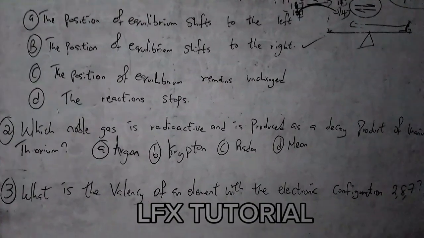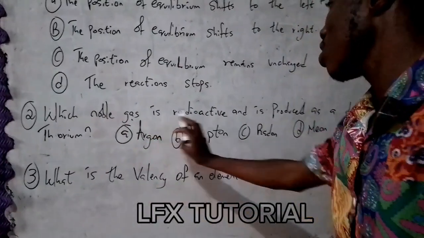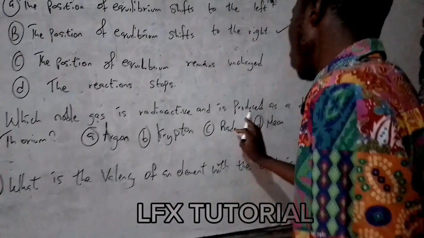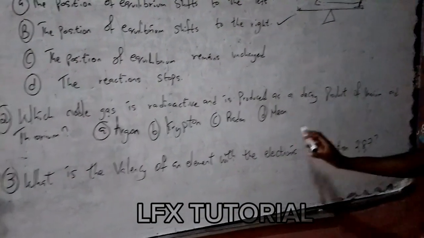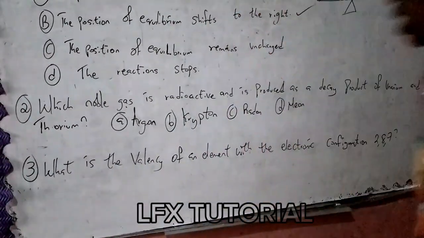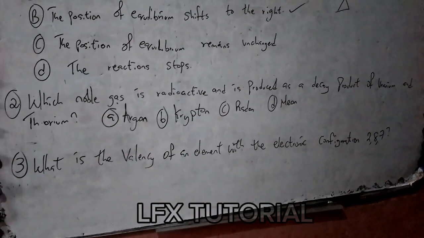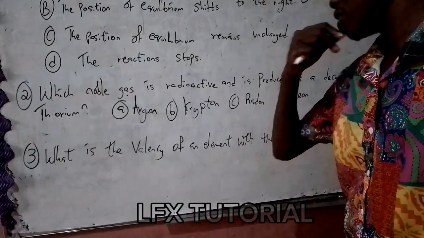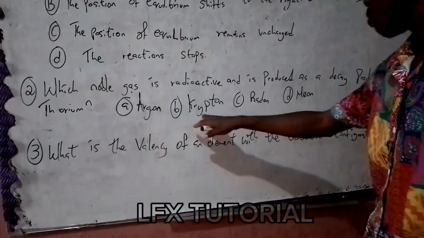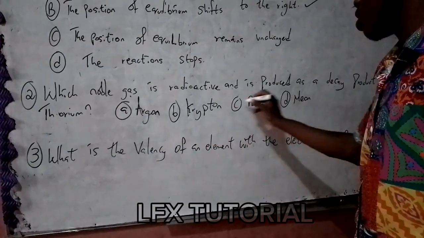In number 2 question, which noble gas is radioactive and is produced as a decay product of uranium and thorium? Now, all these things written here are noble gases, but none of them, except one, is a radioactive element. Argon is not a radioactive element. Krypton is not a radioactive element. The only radioactive element here is radium.